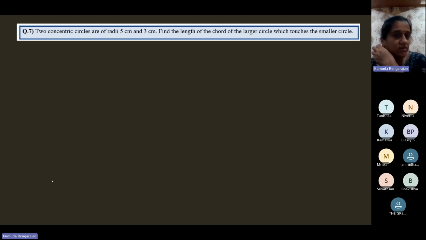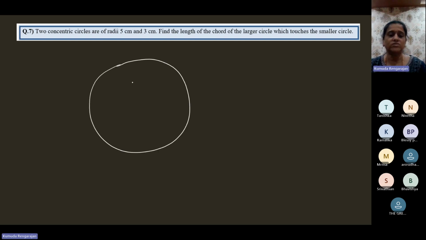Two concentric circles are of radii 5 centimeters and 3 centimeters. Find the length of the chord of the larger circle, which touches the smaller circle. Two concentric circles.